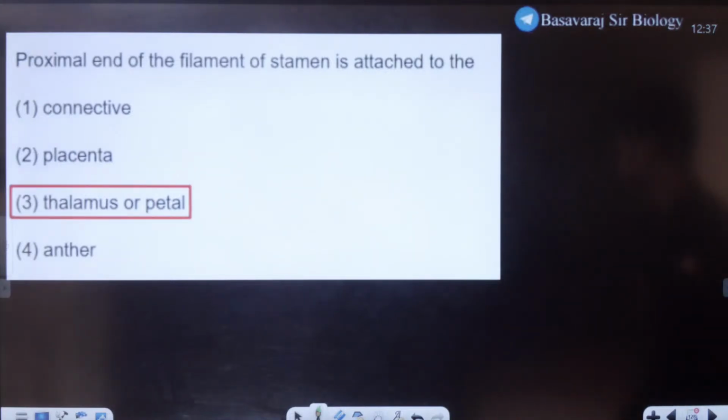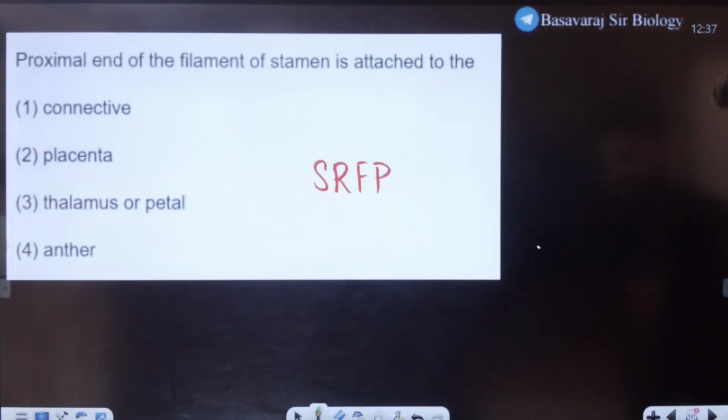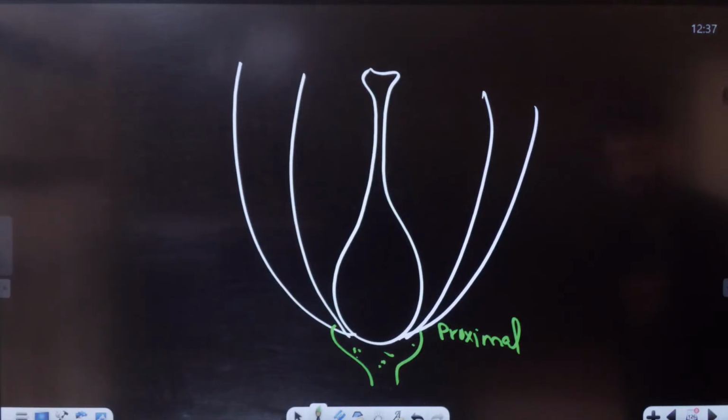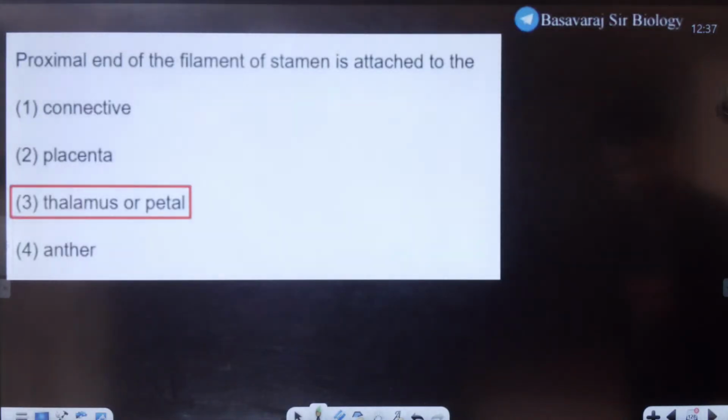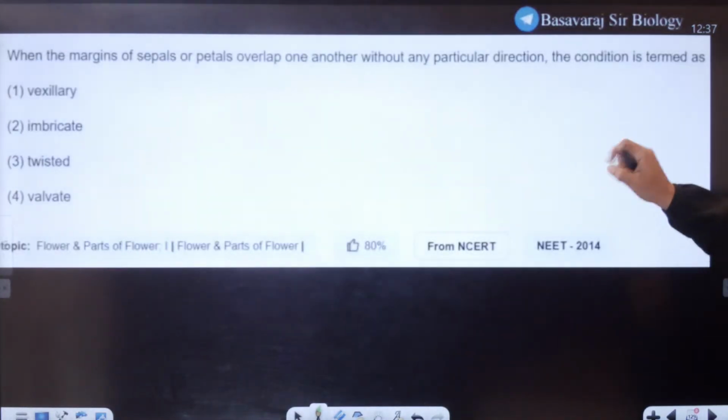Thalamus or petal? Thalamus or petal? Super drawing. Being sarcastic with me, all of you. Full sarcasm you're doing, sarcasm. Super diagram it seems. Okay, look at this question.